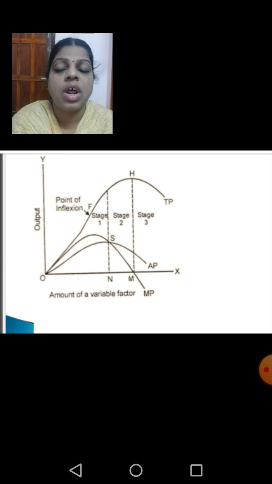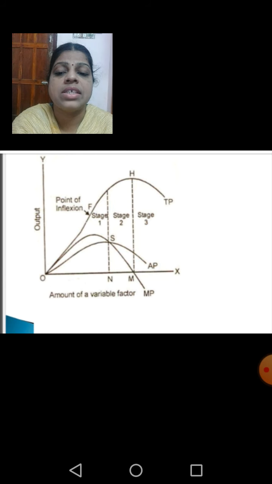What are they? Three stages are there: stage 1, stage 2 and stage 3. Here, that is the TP curve, we can see 2 points. They are depicted as F and H, right? And the arrow mark is given as the point of inflection.